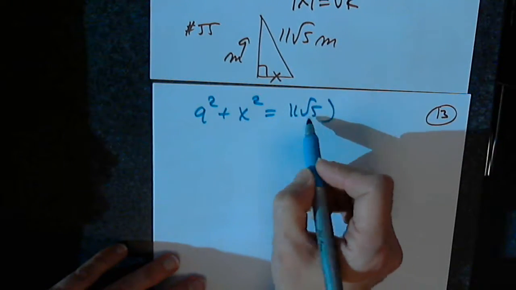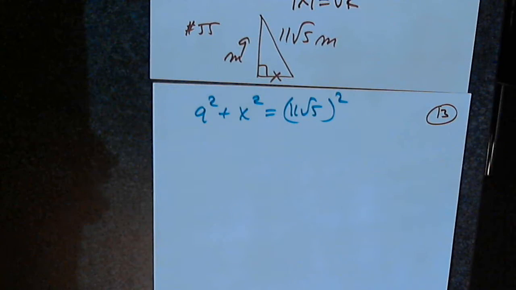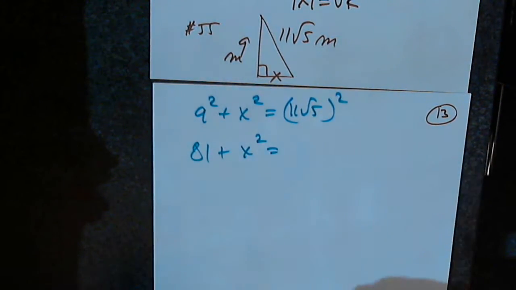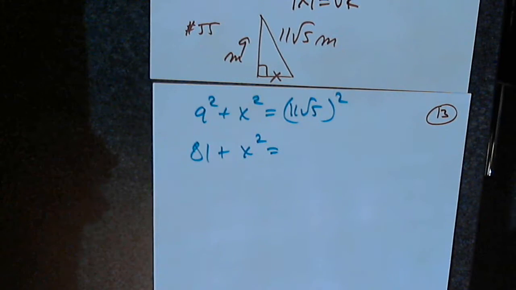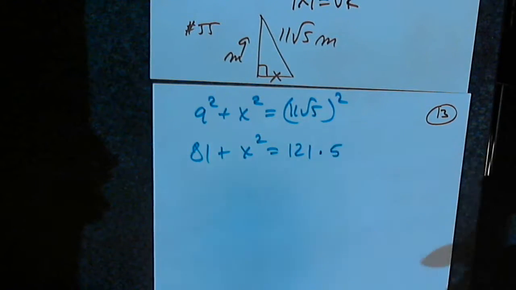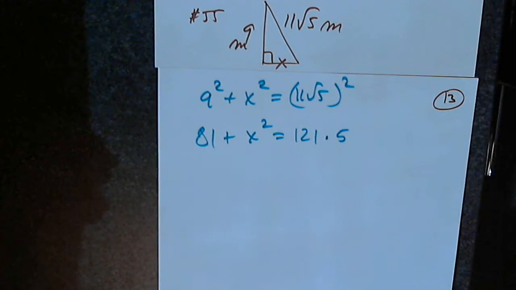So you can write it like this first, and then think about it. So this is 81 plus x squared. What about the right-hand side? Exactly. I have to square 11, which is 121, and I have to square the square root of 5, which is 5.